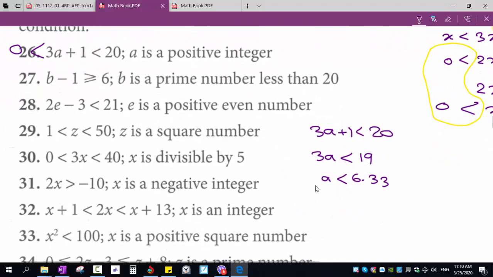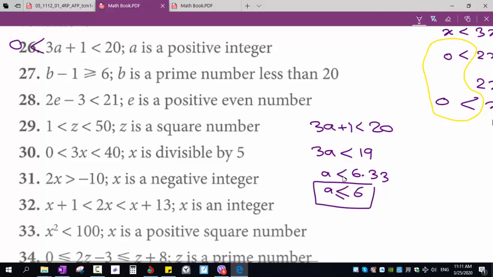Look at the question again. What is the solution? a is less than 6.33. Since a is an integer, we have to remove the decimal side. We got a is less than 6.33. Then, since the question says a is a positive integer, the closest integer to this one is 6. But remember this, 6 is less than 6.33. So a could be 6 or less than 6. This is the solution of question 26 according to the condition.